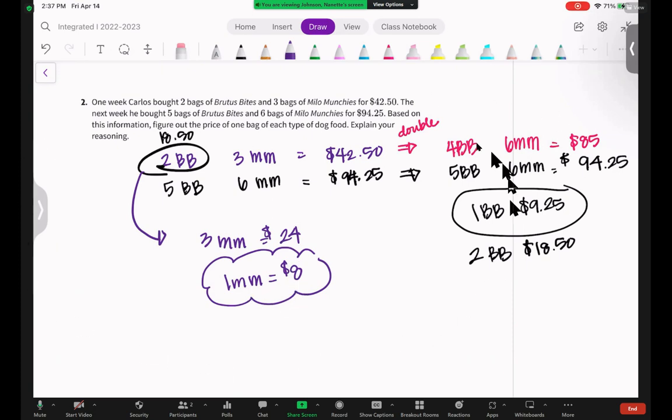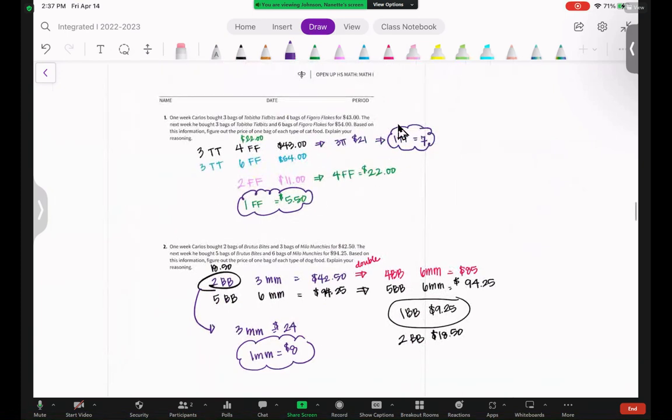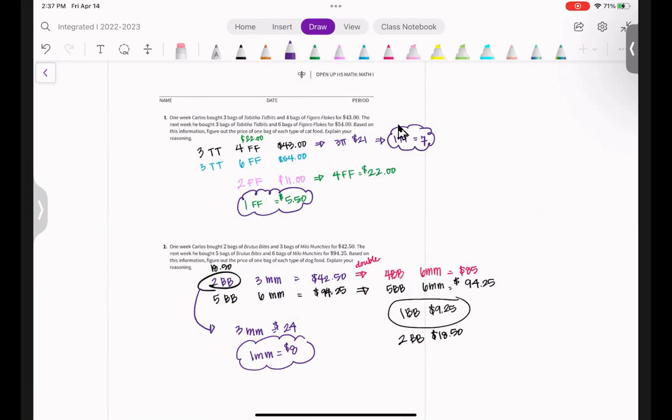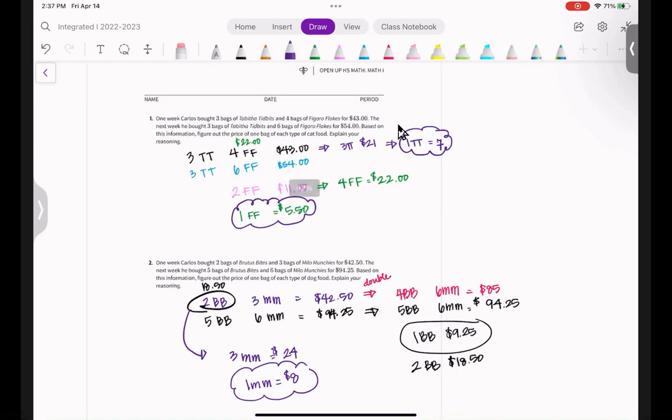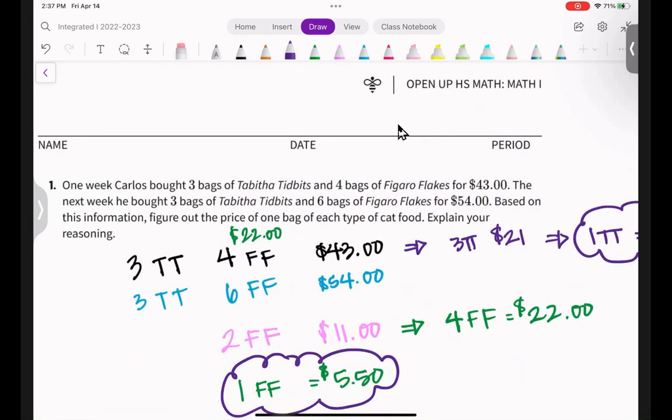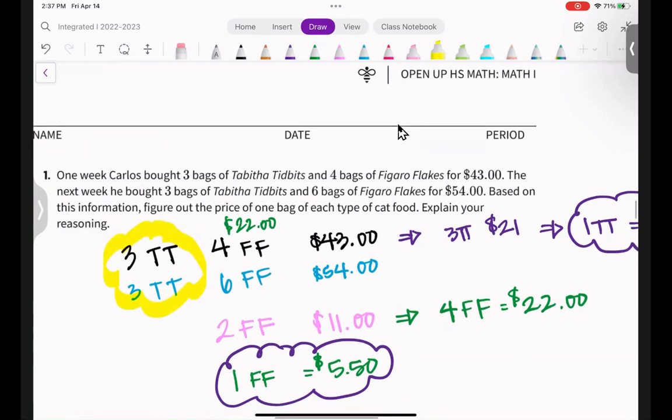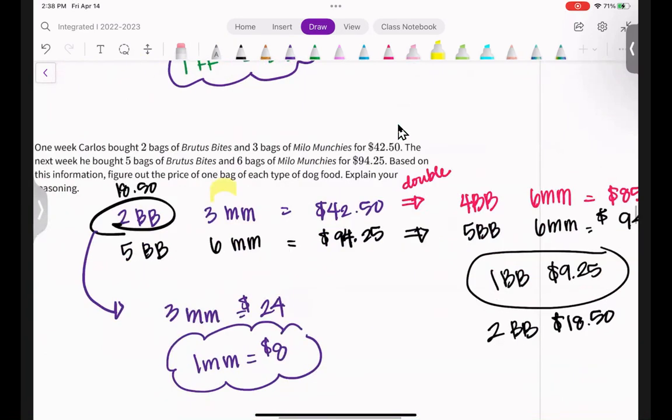If this doesn't make sense, go back and listen again to these 2 explanations, because all you're doing is looking for a pattern and then adjusting accordingly. This pattern here, I noticed that the 3s were the same. I noticed that these were the same here, right? And then for this one, I noticed that these 2 were double that. And because it was double that, then I doubled.